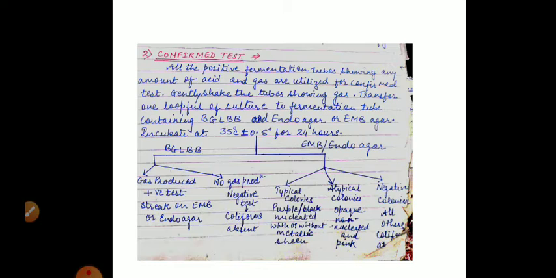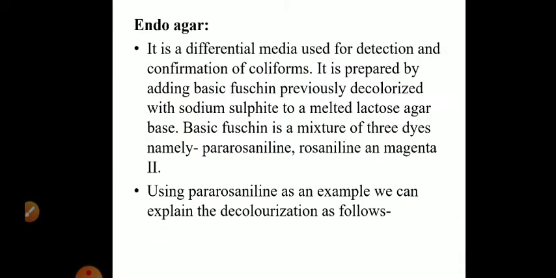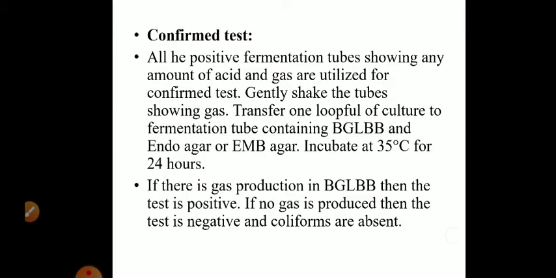Now, after performing the confirmed test, we have to go for the completed test. Whatever may be the case, whether you get typical colonies or atypical colonies, sometimes some coliforms fail to produce typical colonies. So whether you get typical or atypical colonies, whether they are pink in color or purple dark nucleated, you have to complete the test. How to complete the test? The test is completed by performing gram staining and motility.